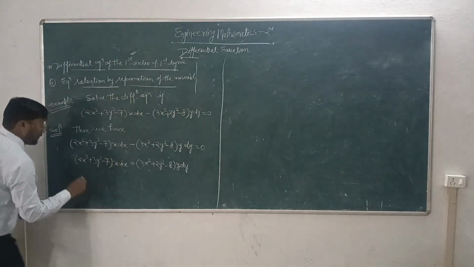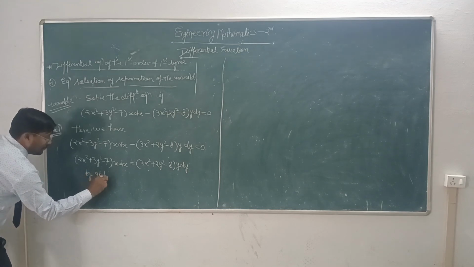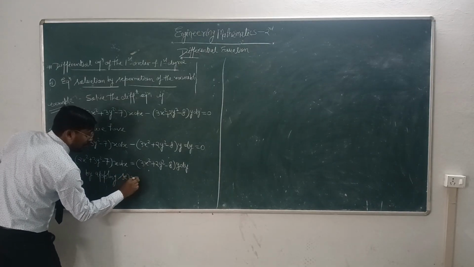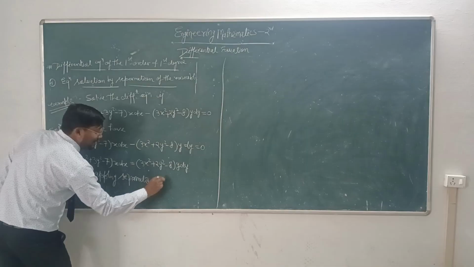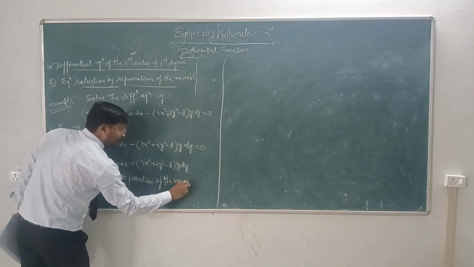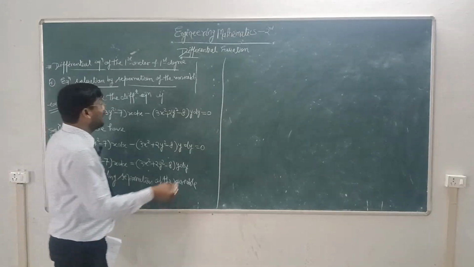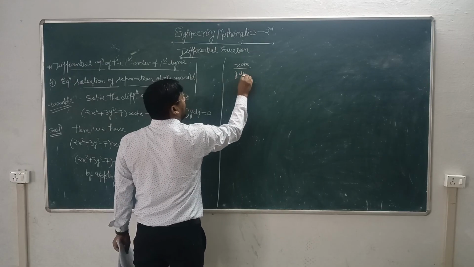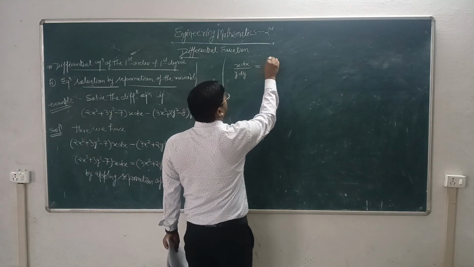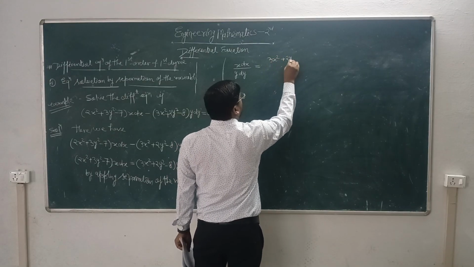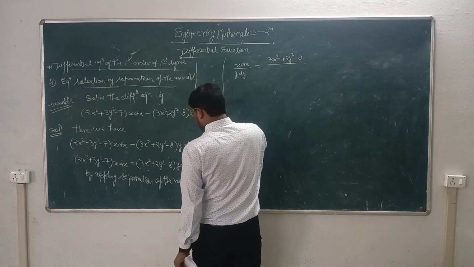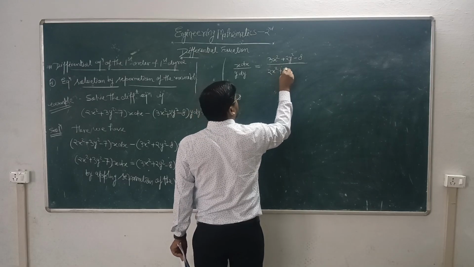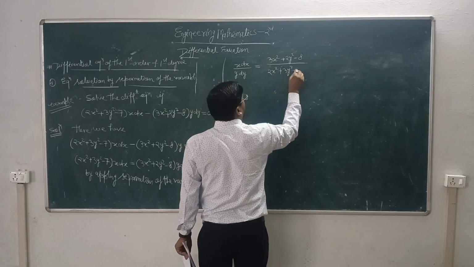By applying separation of the variable, you can find x dx upon y dy is equal to, you can write (3x square + 2y square - 8) total upon (2x square + 3y square - 7).